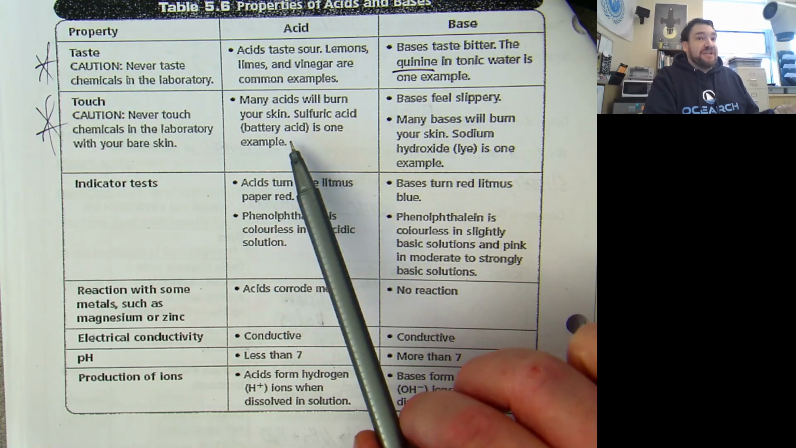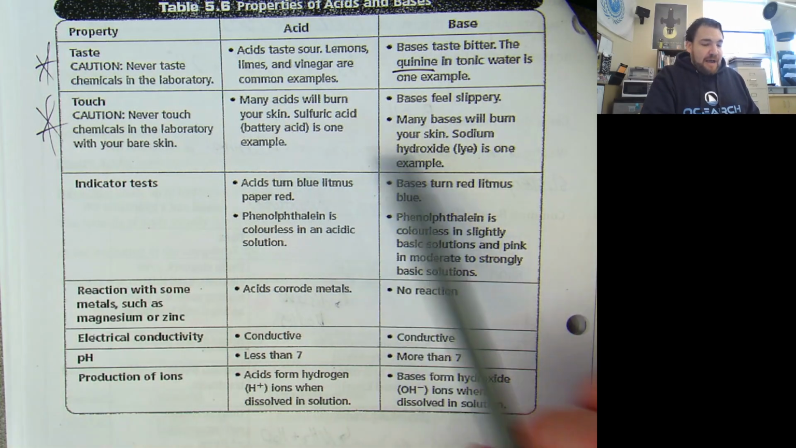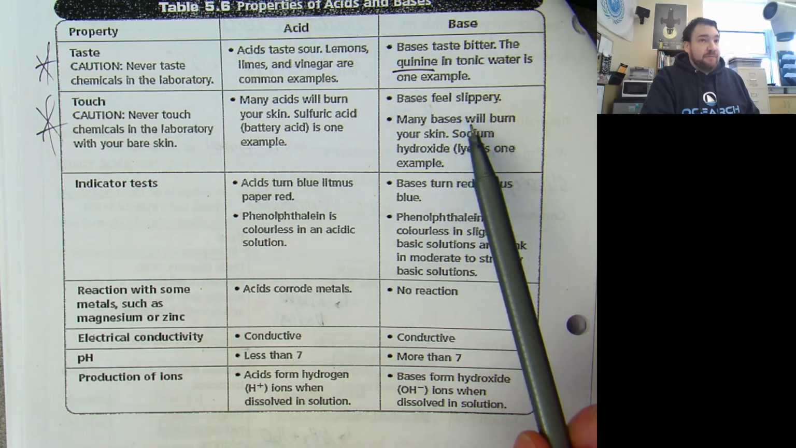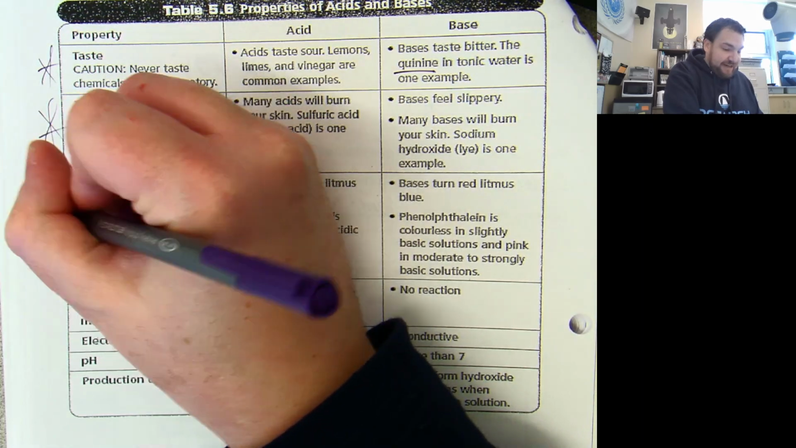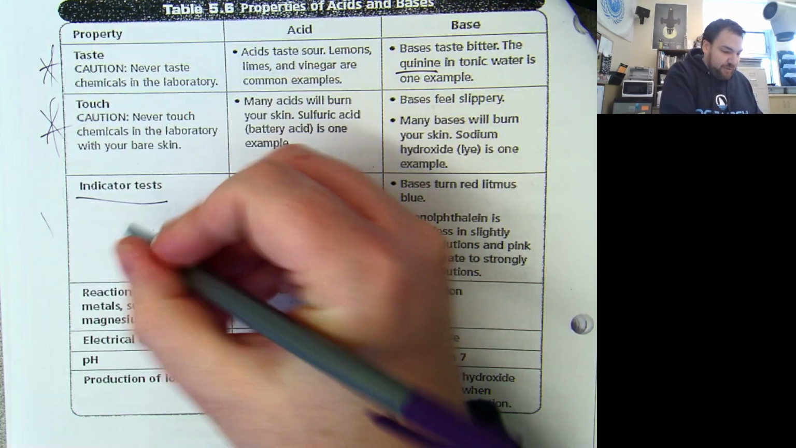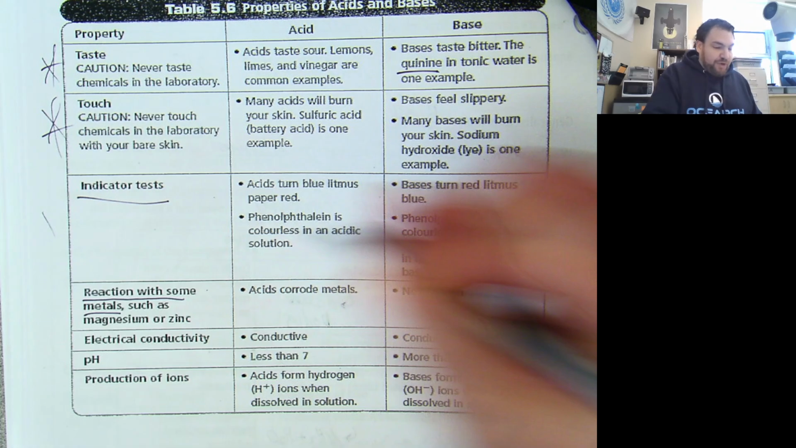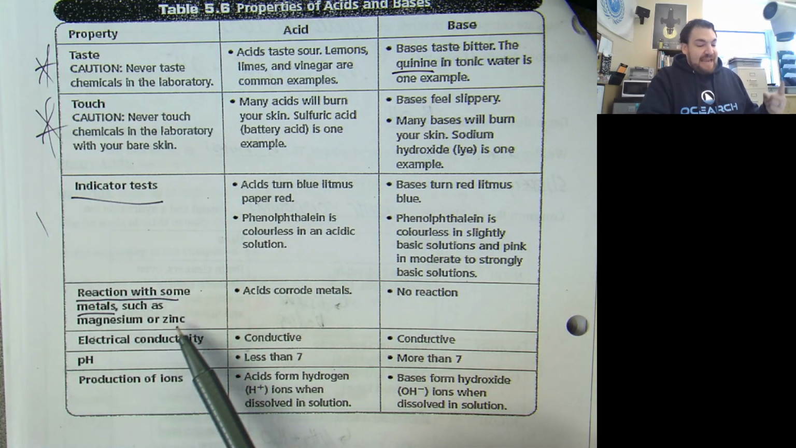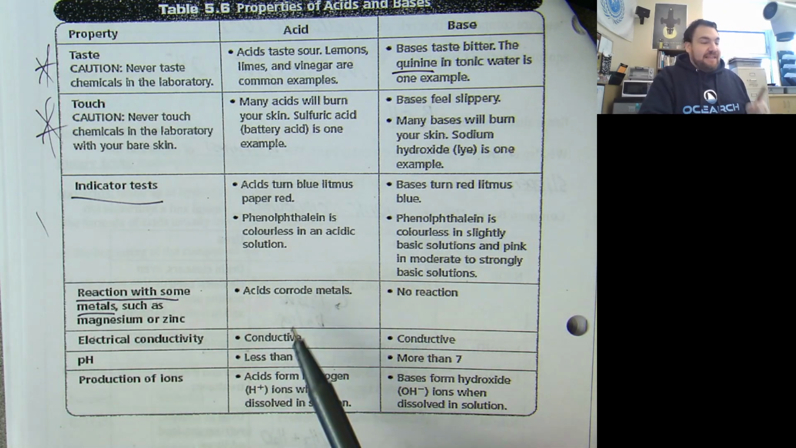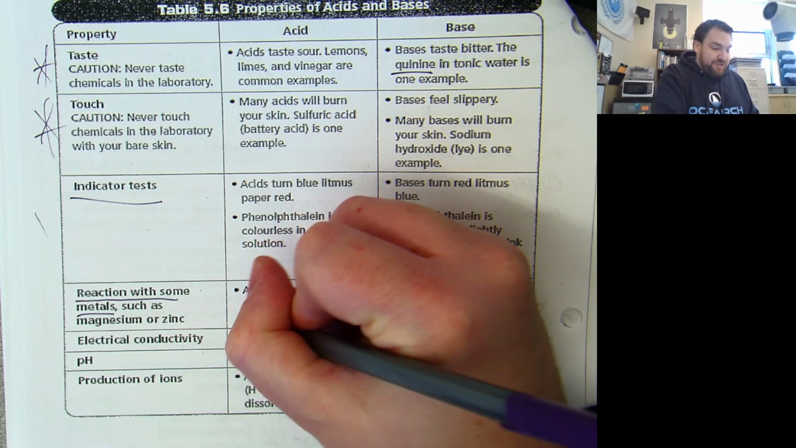Touch. Many acids will burn your skin. Bases will feel slippery. Indicator tests. This is what we're going to talk about in a second. These ones we're going to do. Reaction with metals is something that we're going to look at. Indicator tests I'll talk about in a moment. Reaction with some metals. Acids will corrode metals. The act of corrosion produces a gas.